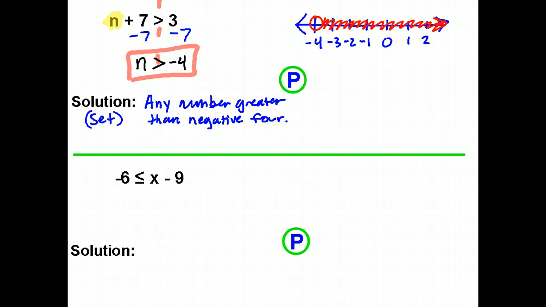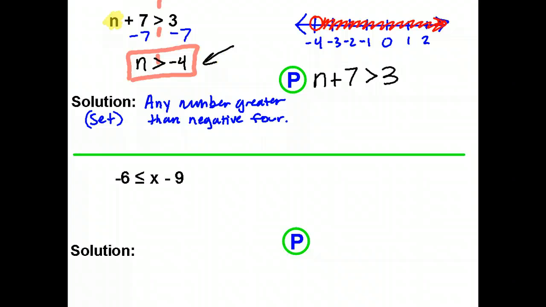Now, in order to do our proof, we want to write down the original inequality. So that's n plus 7 is greater than 3. Don't get caught writing down this one, because remember, that's our solution. Just like when we solve equations, we always have to go back to the original statement. So our original statement is n plus 7 is greater than 3.